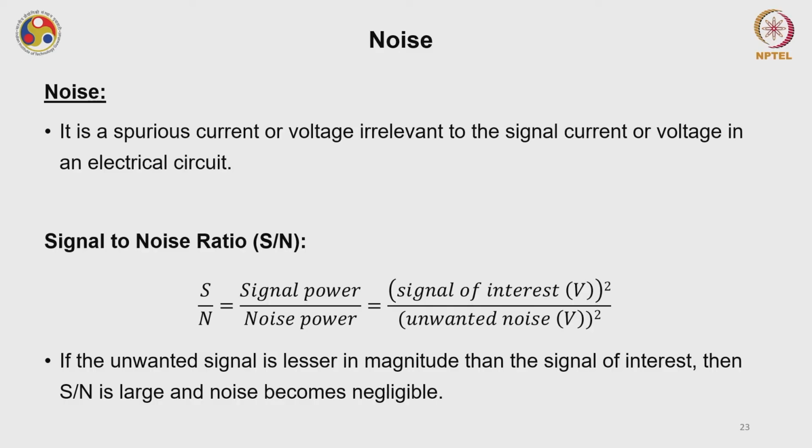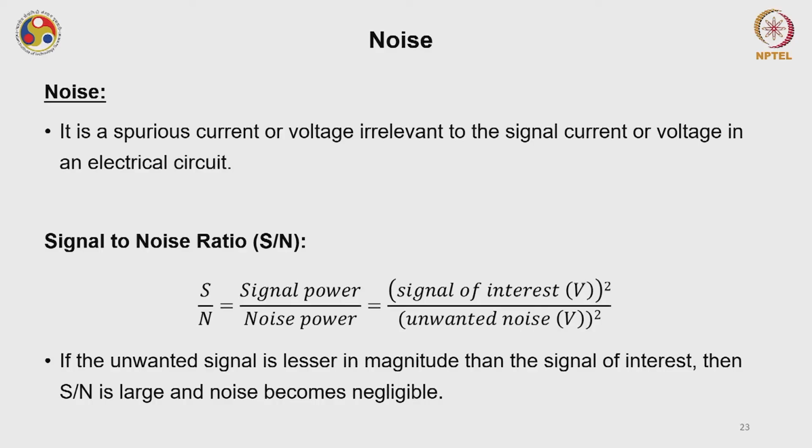Now let us discuss one important concept, which is the concept of noise. Noise is very crucial for the operation of a microsensor and a nanosensor. Noise is the spurious current or voltage which is irrelevant to the signal current or voltage that you are measuring. The signal can be generated through the microsensor. Usually there is one term, known as signal to noise ratio, that is very important to understand for better operation of the sensor.